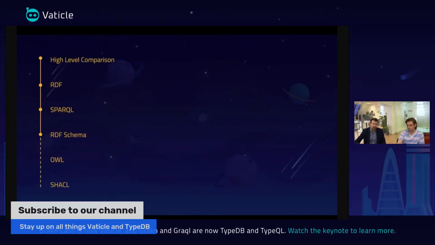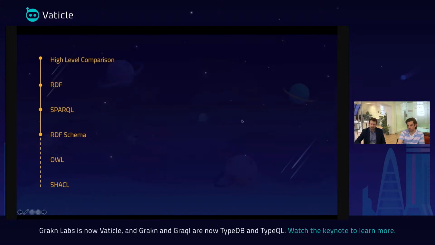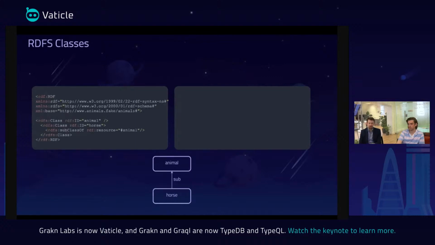Now, with that, we can look at RDFS, which I hope most of you are familiar with, is effectively RDF with some more basic ontological constructs before we get to OWL. One of the great things about RDFS is the ability to have classes. So let's say we're modeling a horse, which must be a subclass of an animal. If we're using, let's say, XML, we can model it like this. And in TypeDB, we model it like so.